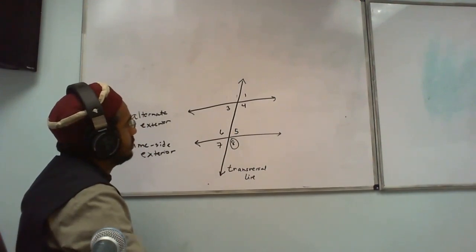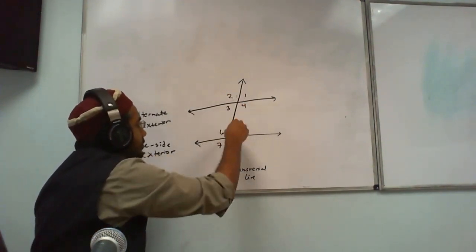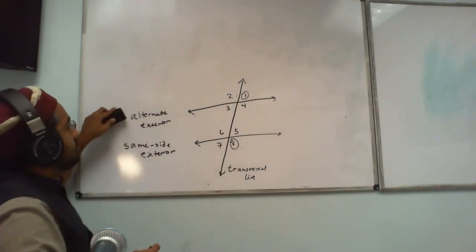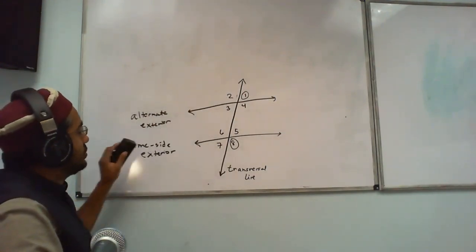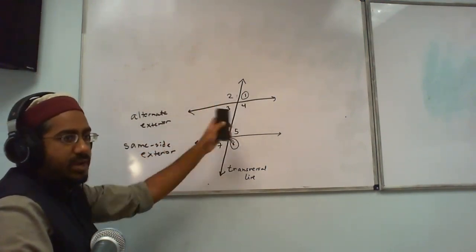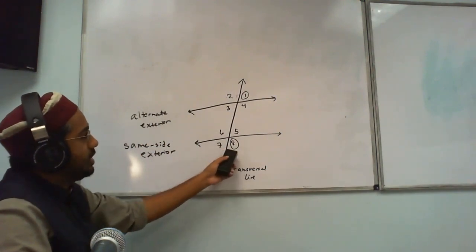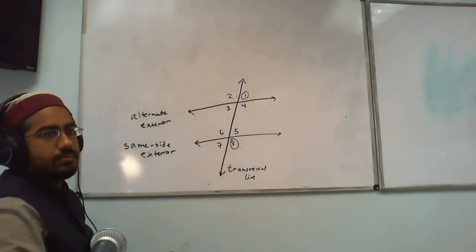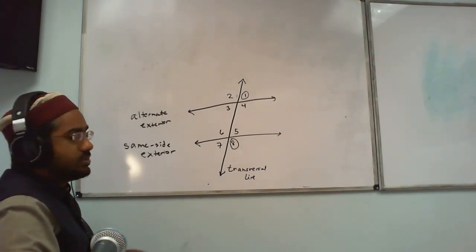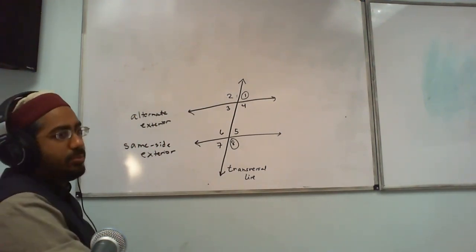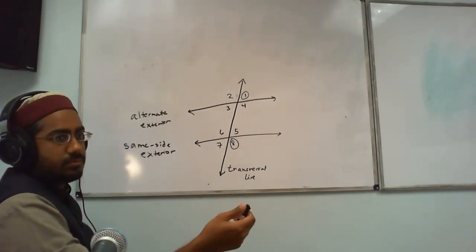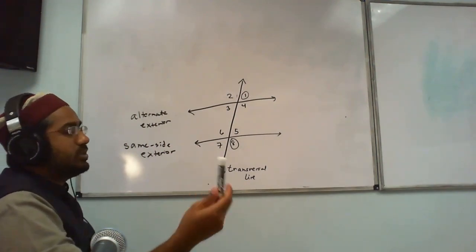So 1 and 8 would be same side, so they're not alternate. Alternate means on opposite sides of the transversal. Same side means on the same side, right? So 1 and 8 are on the same side over there on the right side, and they're exterior. You see how they're on the outside? So those are called same side exterior angles. Can you name another pair of same side exterior angles? 2 and 7, right?